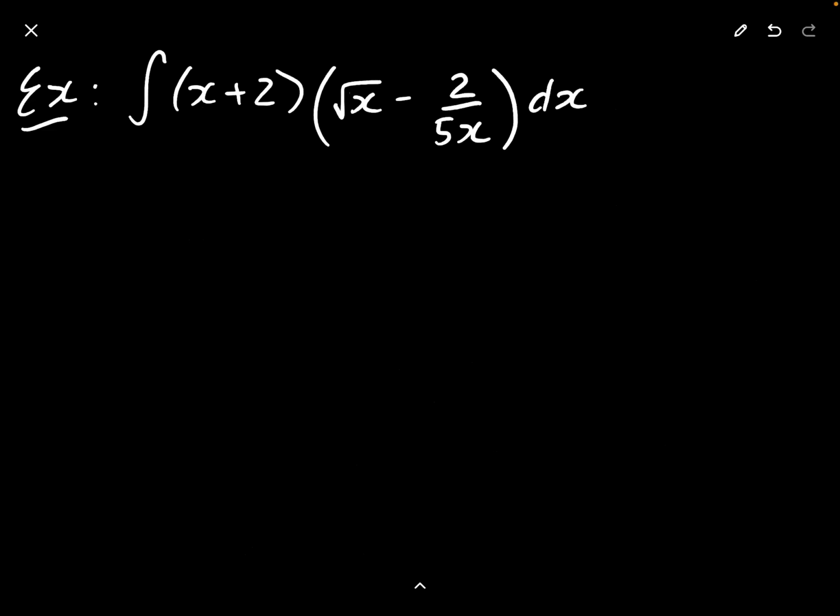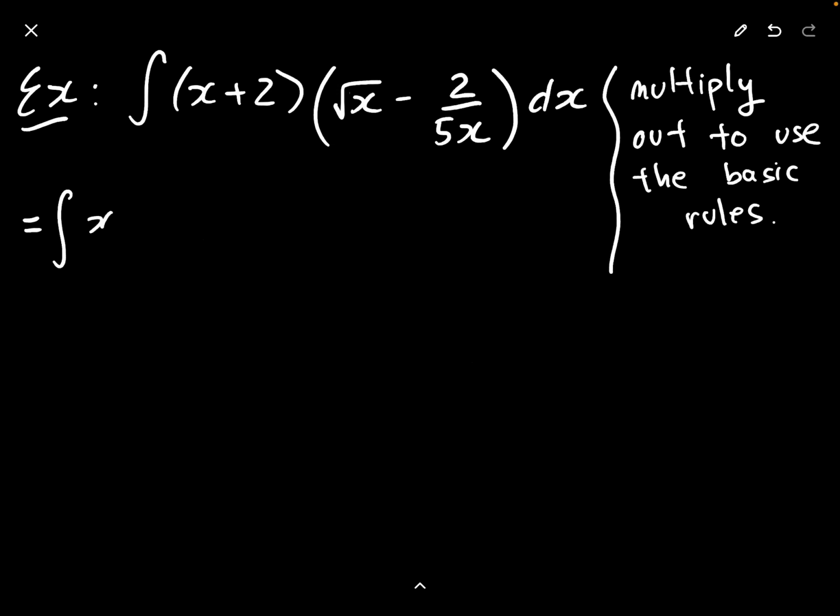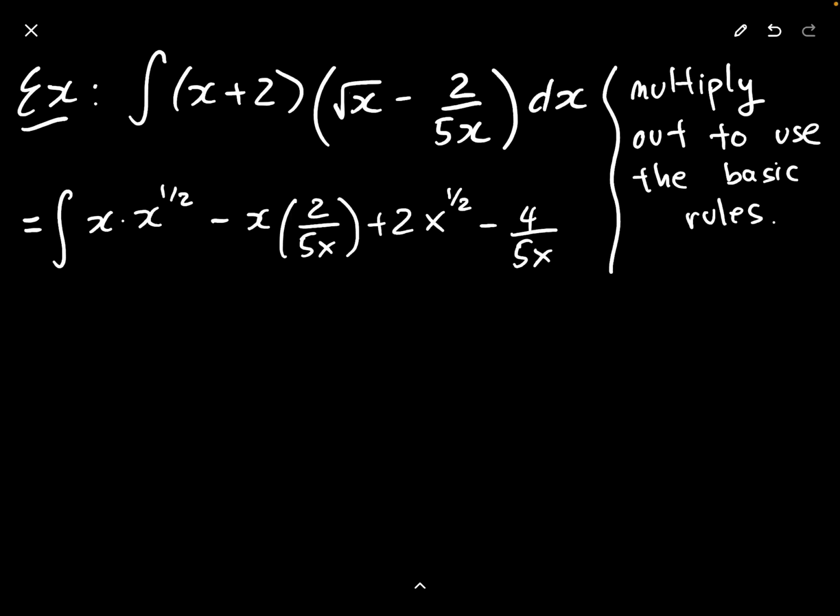Next example, we have a product. So if we multiply out or FOIL out the terms, then we can solve them using the basic rules. So we have x times x to the half minus x times 2 over 5x plus 2 times root x, which is x to the half, minus 2 times 2, which is 4, over 5x. We want to integrate that all with respect to x.